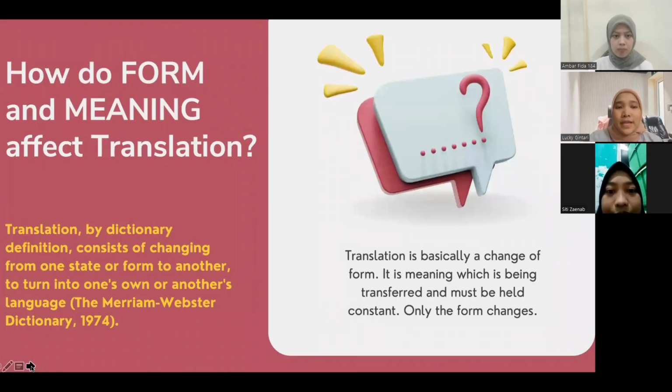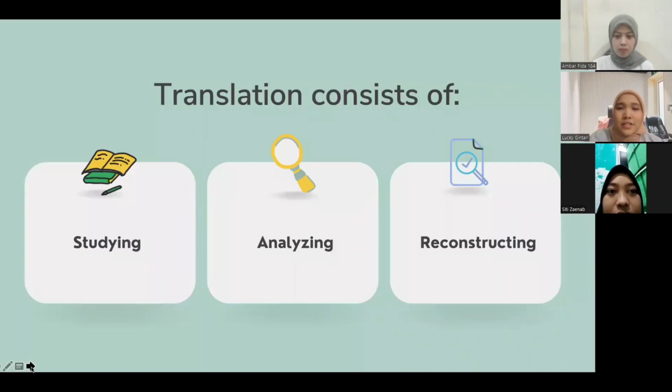How do form and meaning affect translation? Translation by dictionary definition consists of changing from one state or form to another, to turn into one's own or another's language. So, translation is basically a change of form. It is meaning which is being transferred and must be held constant. Only the form changes. The last slide.